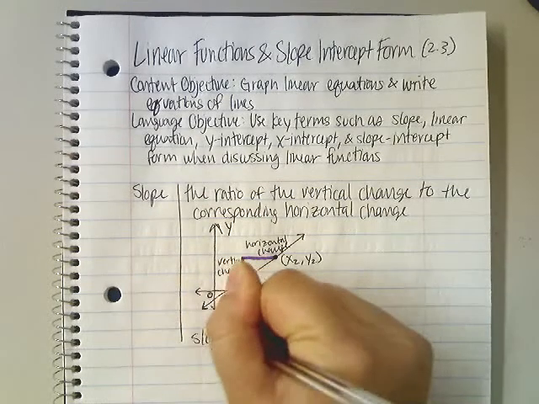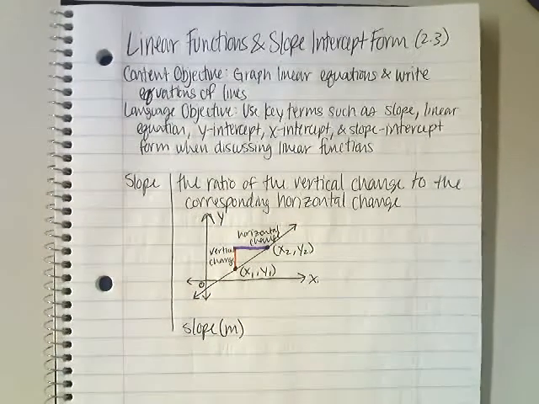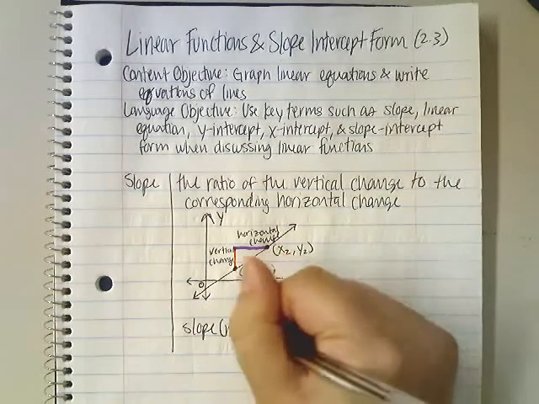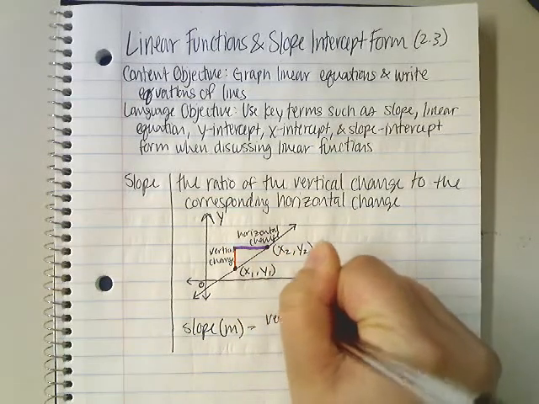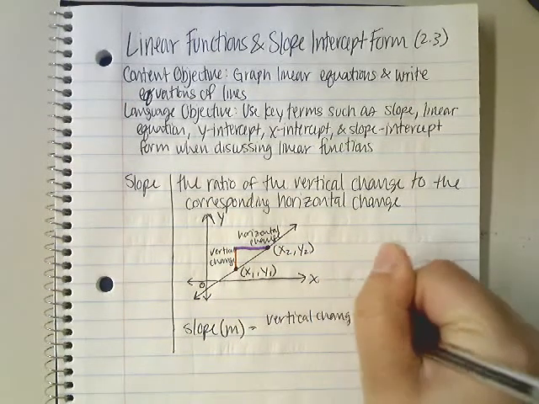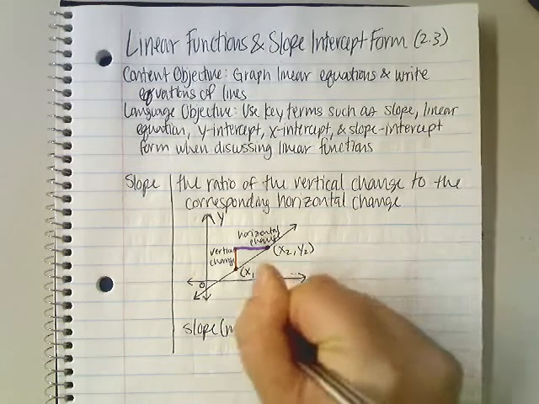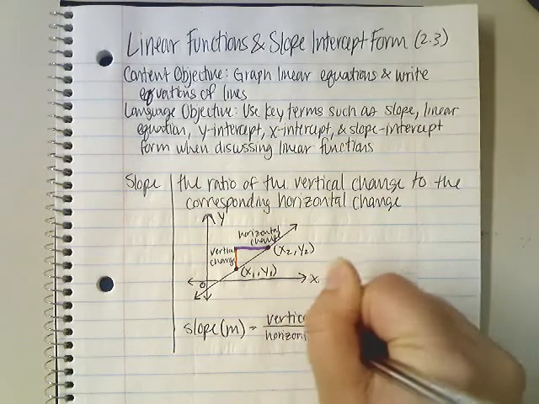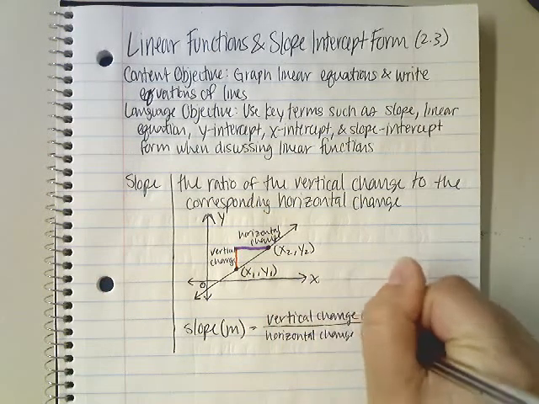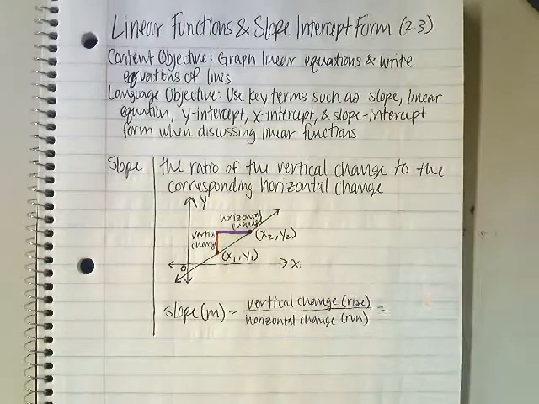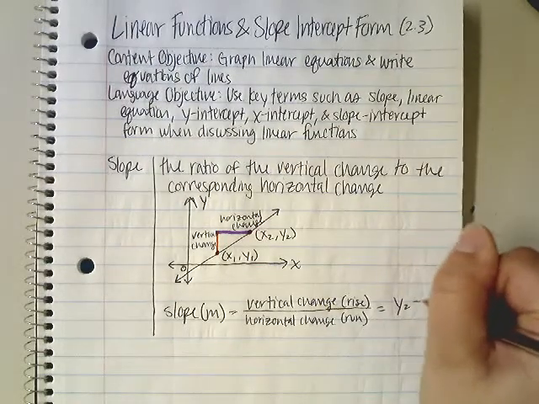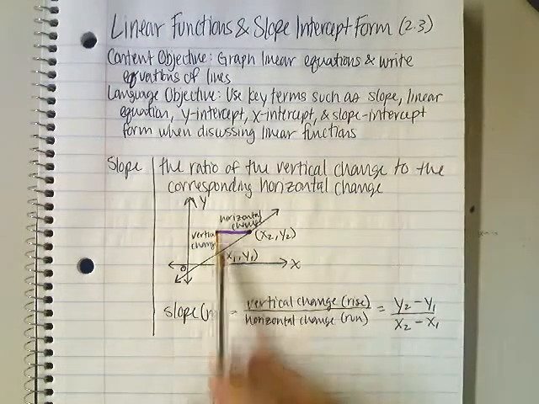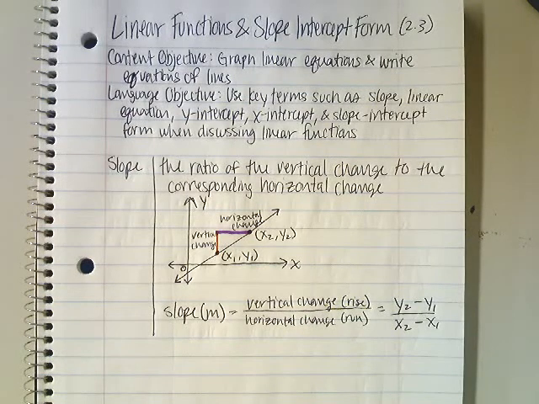So slope, for which m is typically used as the variable, is going to be the vertical change, or the rise, over the horizontal change, or the run, which again translates into y2 minus y1 over x2 minus x1. So the change in the y's over the change in the x's, and that is our slope.